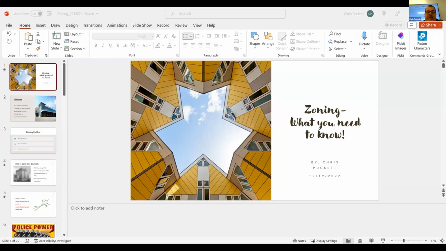Couple of things we're going to go over. What is zoning? How do I find it? That's hard. Quite honestly, it takes a lot of work to figure it out. And then what does it mean for my client?